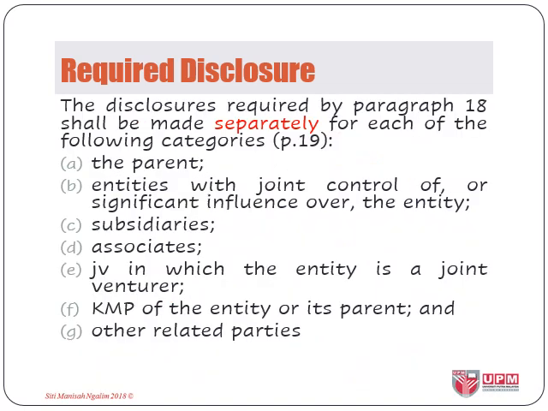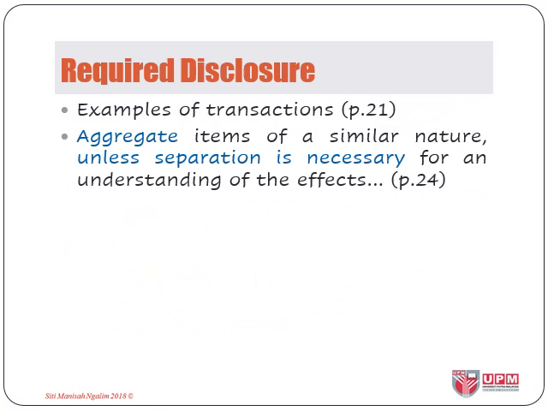Paragraph 19 further requires that the earlier disclosures be made separately for each of the listed category, which include its parent, entities with joint control of or significant influence over the entity, its subsidiaries, its associates, its joint venture where it is a joint venturer and not just participant, key management personnel of the entity or its parent, and other related parties, that is, other than those listed in A to F, which may mean other individuals that fulfill the definitions of related parties.